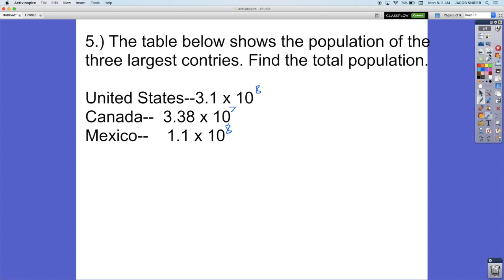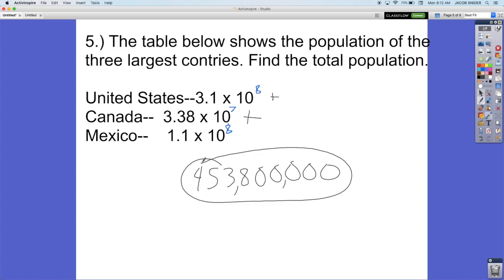So I got 3.1 times 10 to the 8th plus 3.38 times 10 to the 7th plus 1.1 times 10 to the 8th. And my answer I get 4, 5, 3, 8, and 5 zeros. Okay, there we go. Let's keep going, guys. A couple more. We're almost done.